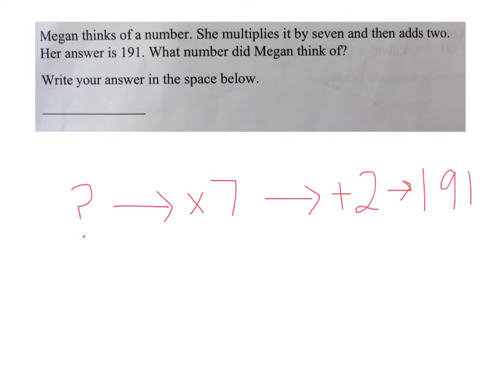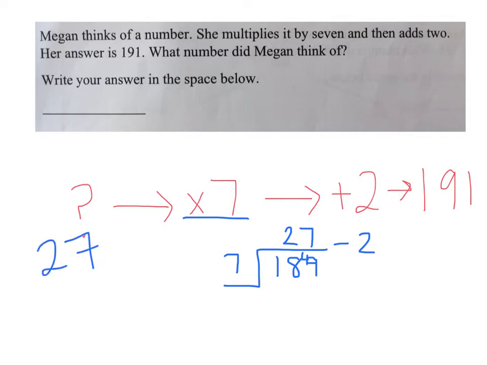So we need to work in reverse. So we take our 191, and we're going to subtract 2 to give me 189. And instead of multiplying by 7, we're going to divide it by 7. 7 into 18 goes twice, 4 over. 7 into 49 goes 7 times. So the number that she started with, and our answer, is 27.